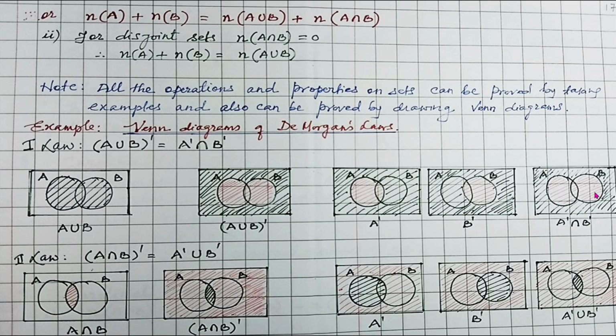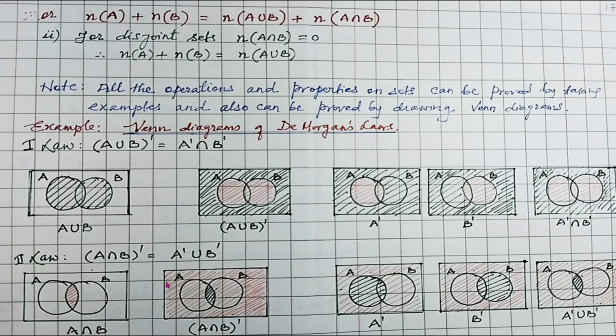So when we compare this Venn diagram with this Venn diagram, both the Venn diagrams are the same, and therefore that is the Venn diagram of De Morgan's first law, that is (A union B) dash, the complement of A union B, is equal to the intersection of the complements of A and B. Both the diagrams are the same, and therefore (A union B) dash equals A dash intersection B dash is proved by drawing the Venn diagrams.